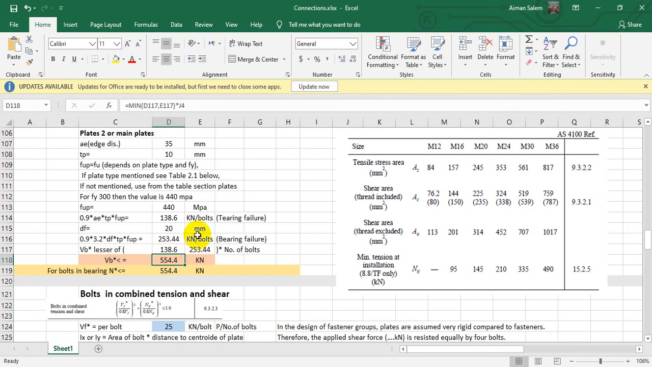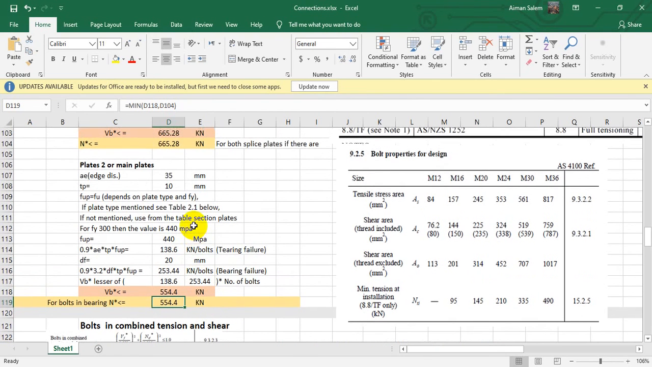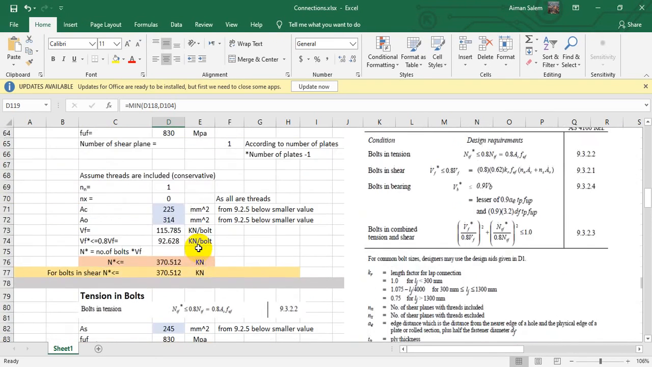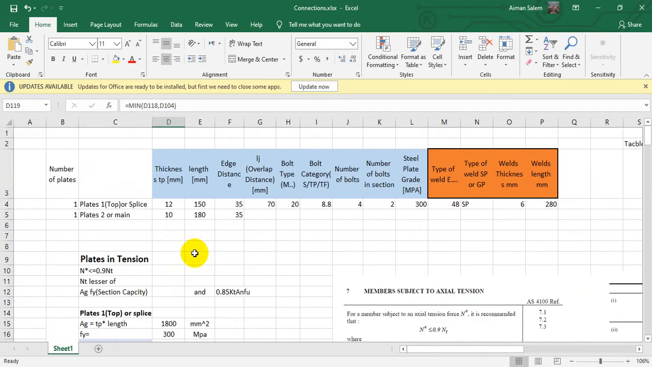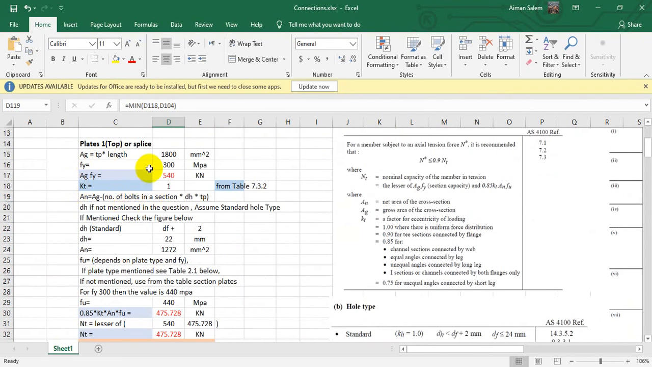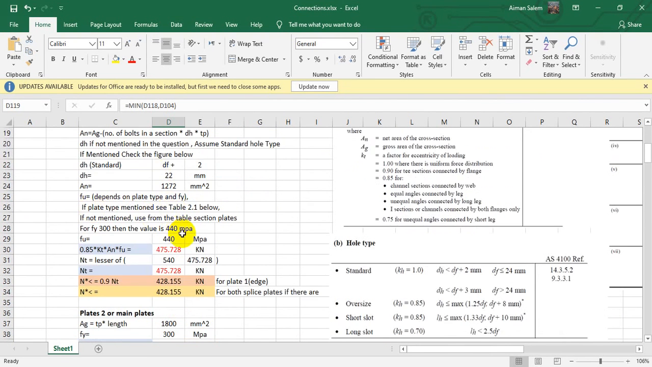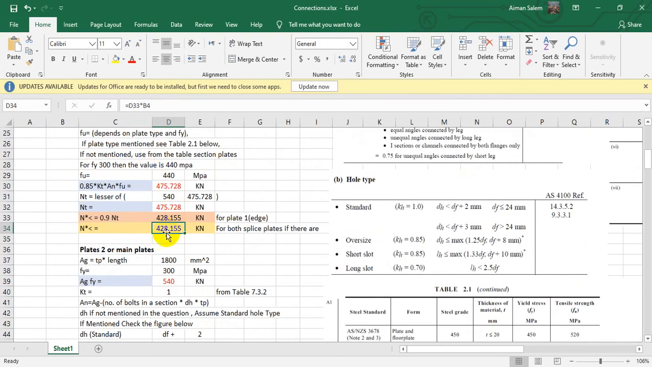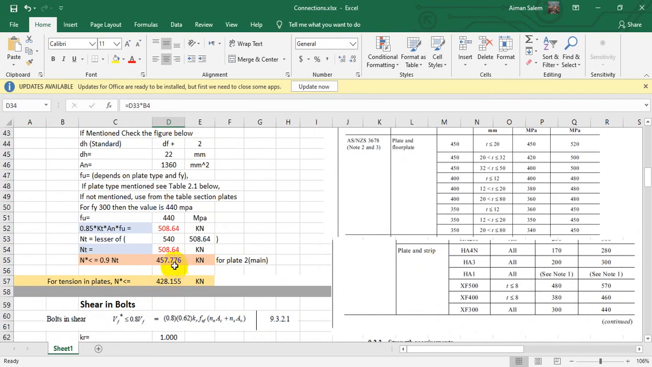Now, for this one, we know that our bearing and tearing capacity must be less than 554 to be in a safe design. So let's now check all of them. We already made the plate tension check for the two of them. We have the upper plates and the bottom plates, and we find that the upper plates are going to fail at 428, and the bottom plates are actually going to fail at 457.